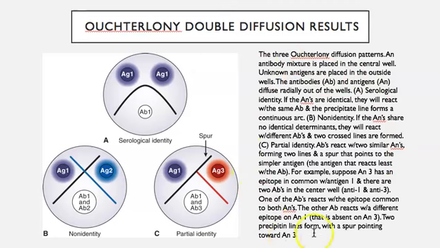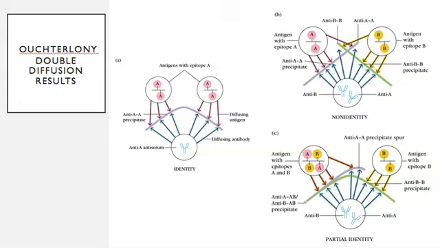And this is the same information that I just described to you. And then here's just a different way of representing that, the idea of the 3 possible outcomes with the Auchterlonie double diffusion.